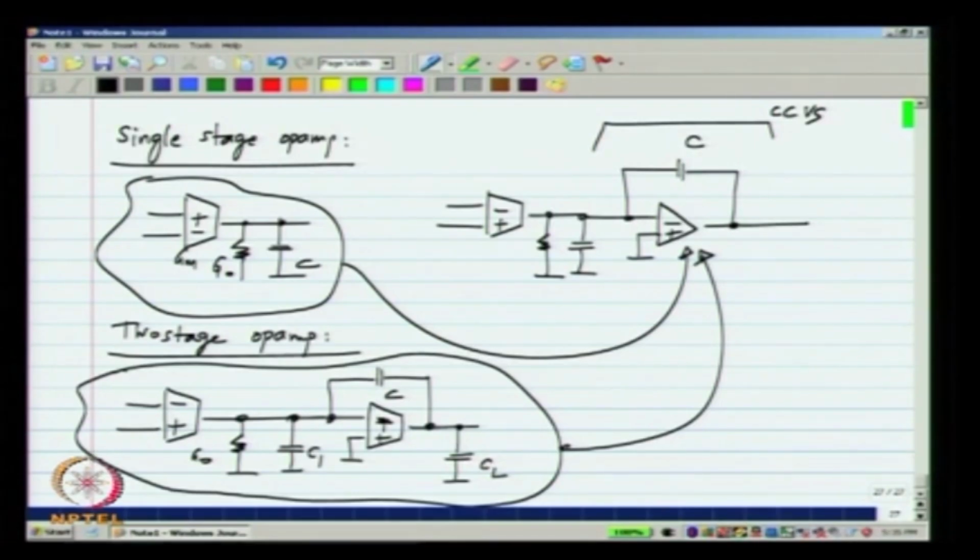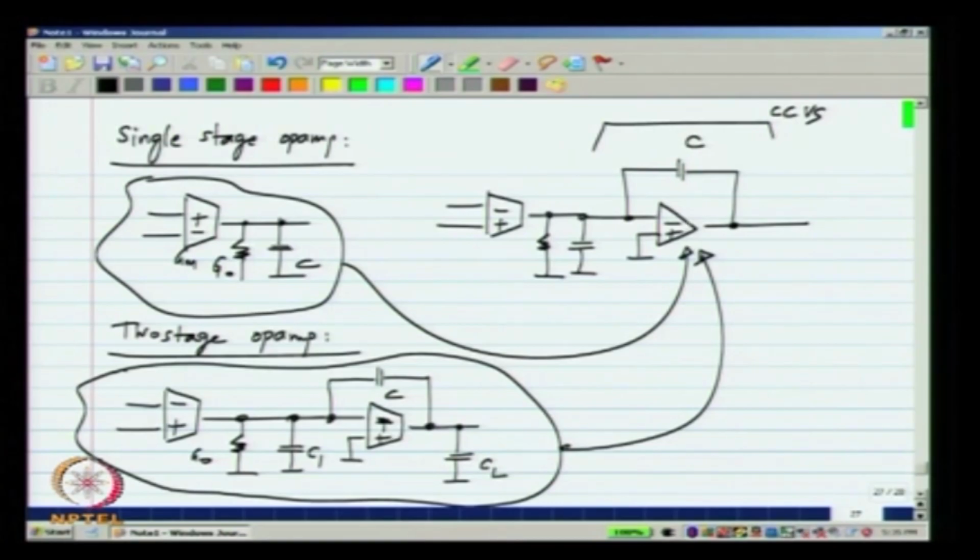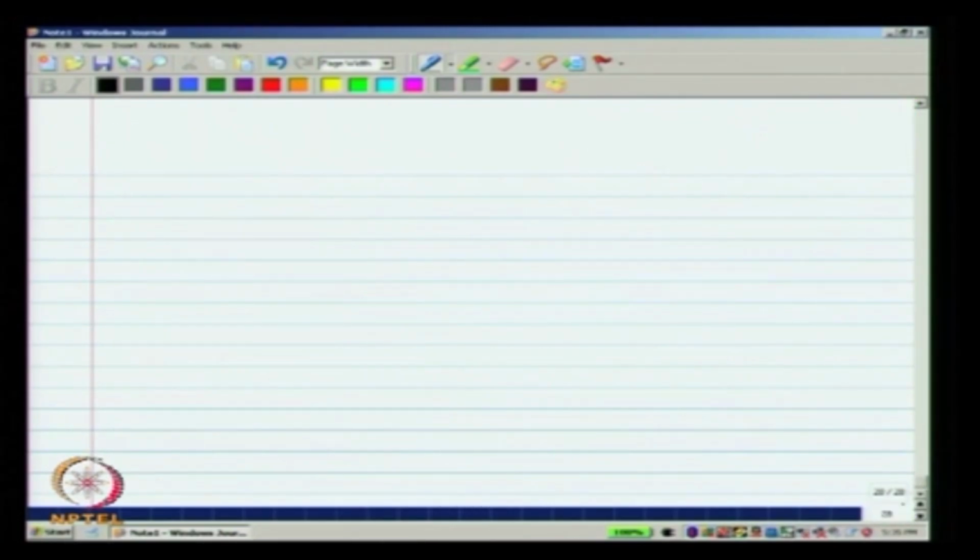So, that may give me better results, right, because after all two stage op amp is better than the single stage op amp. Using a two stage op amp here has to give me better results than using a single stage op amp. Okay. So, that is what I will do here. I will redraw it with this op amp being a two stage op amp. Okay. So, first let me draw the two stage op amp.